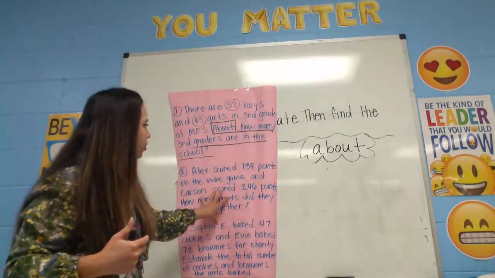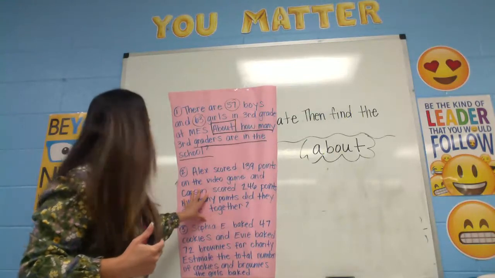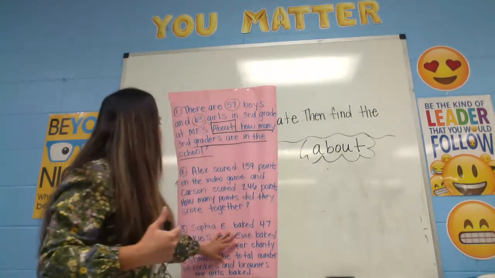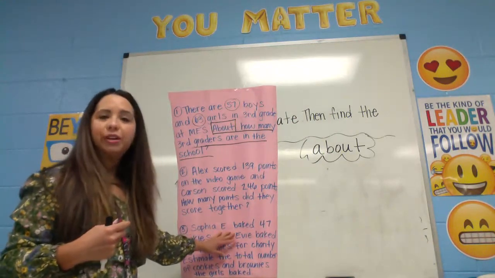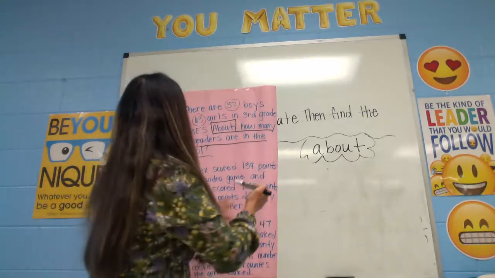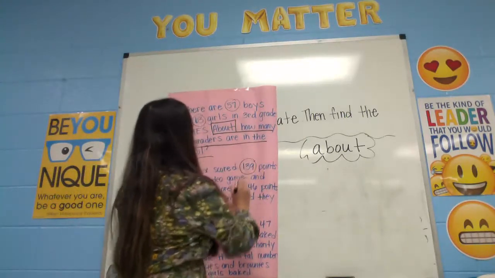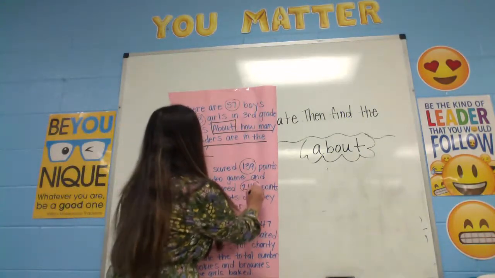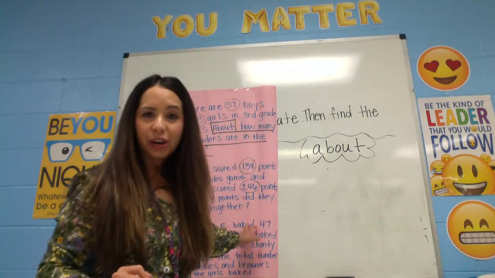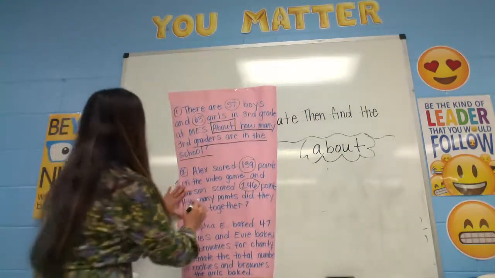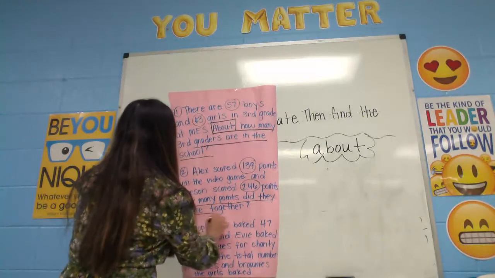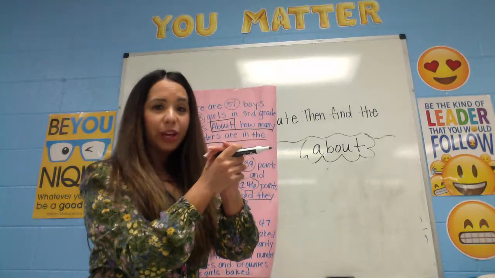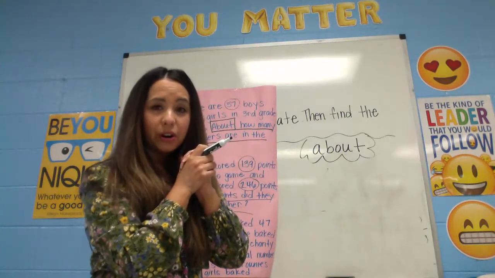Alex scored 139 points on the video game, and Carson scored 246 points. How many points did they score together? All right, so what do we know? We know a boy named Alex scored 139 points, and a boy named Carson scored 246 points. So they're playing some video games, and these are their points, okay? The question says, how many points did they score together? Oh, guess what? We don't have a clue word estimate or about.